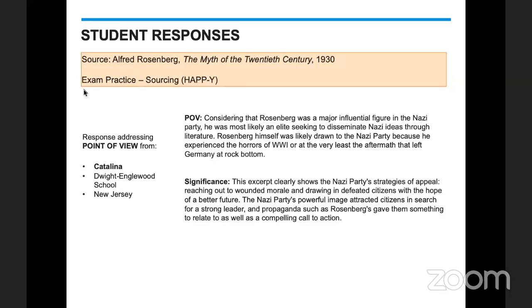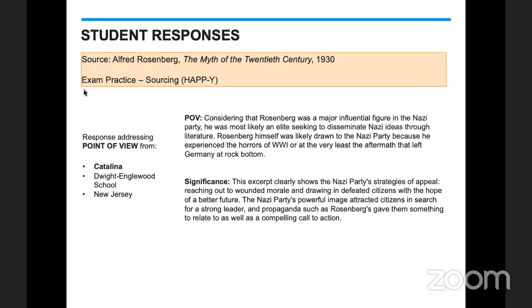So considering that Rosenberg was a major influential figure in the Nazi Party, he was most likely an elite seeking to disseminate Nazi ideas through literature. Rosenberg himself was likely drawn to the Nazi Party because he experienced the horrors of World War I, or at the very least, the aftermath that left Germany at rock bottom.